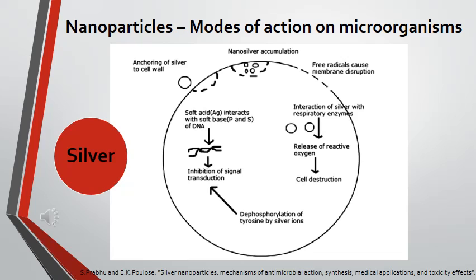Additionally, the silver ions are soft acids, and naturally they can interact with soft bases, such as phosphorus and sulfur, which form the DNA. This causes inhibition of signal transduction and the cell death. Moreover, the dephosphorylation of tyrosine by silver ions causes the inhibition of signal transduction and the cell death.